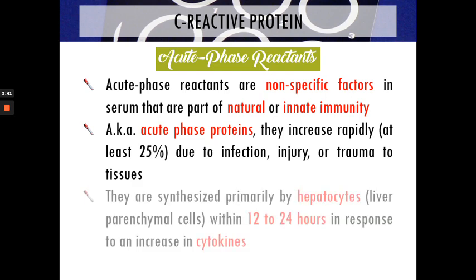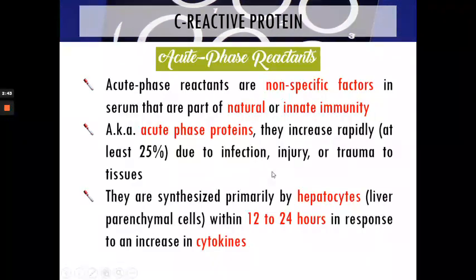All right? Okay. And again, asa sila gina-synthesize? They are synthesized by your liver. Because again, di ba, they are proteins. And recall in your clinical chemistry, the liver is the major source, or the major site of protein synthesis. All right, so your acute phase proteins or reactants can also be found to be synthesized in your liver. All right, the liver parenchymal cells, and they increase within 12 to 24 hours in response to an increase in your cytokines. Okay, all right.